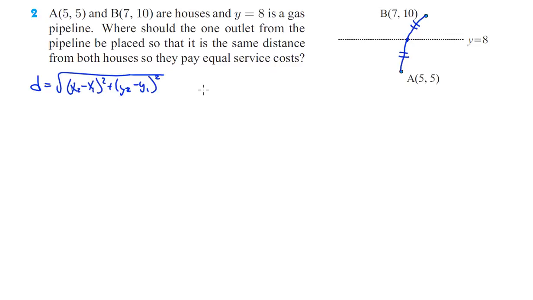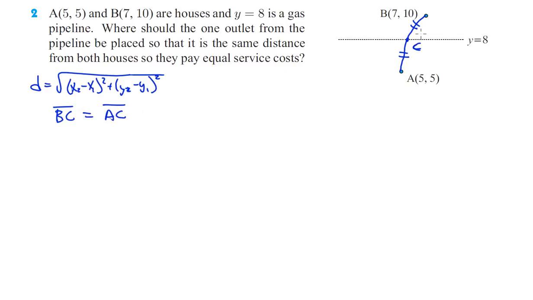Okay, so we know that the distance from, let's call this point, say, C here. Okay, so we know that the distance from here to here is the same as this distance from here to here. Okay, so let's just set our distances equal to each other. So we are saying that we know that BC is going to have to equal AC.